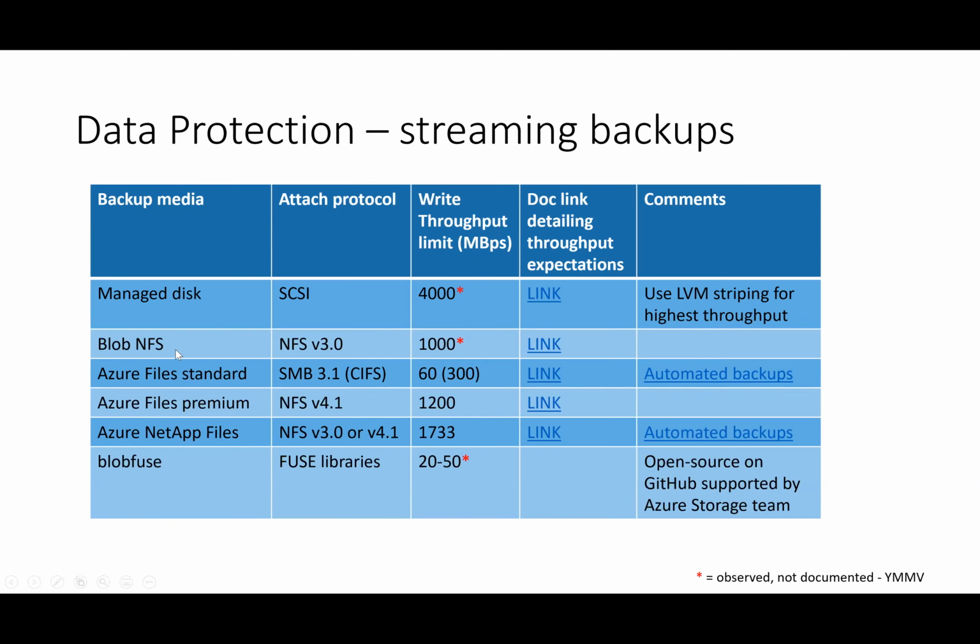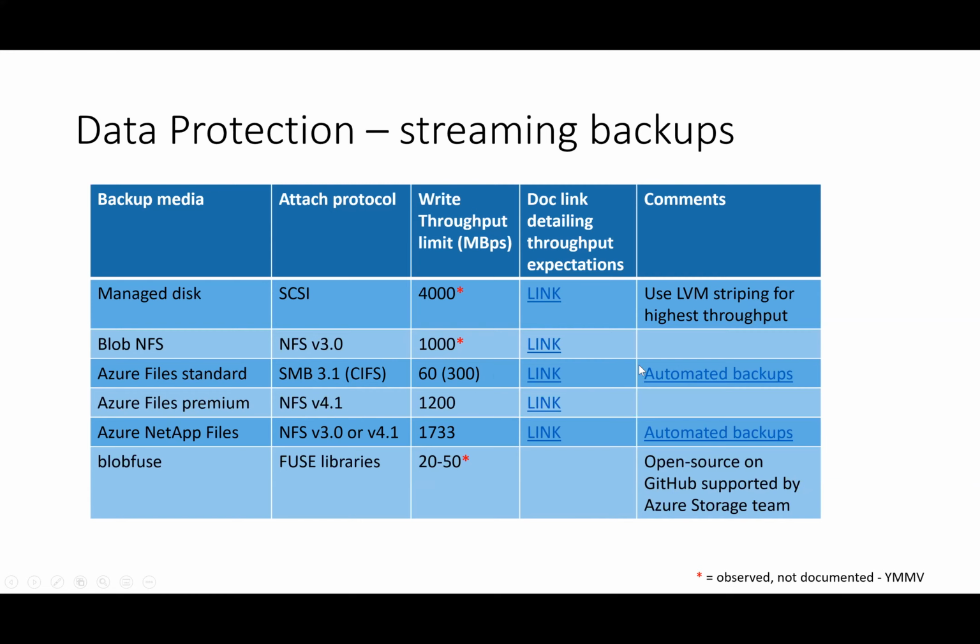But other options for streaming are, again, blob NFS, which uses the NFS version 3 protocol. You can expect about 1,000 megabytes per second, and here's a link to more documentation about that. The Azure Files shares have kind of a standard and a premium option. SMB is the only thing that's Samba, which in Linux terms is called a CIFS protocol. So you can definitely mount Azure Files standard Samba to Linux using the CIFS protocol. You can expect upwards of 300 megabytes per second.